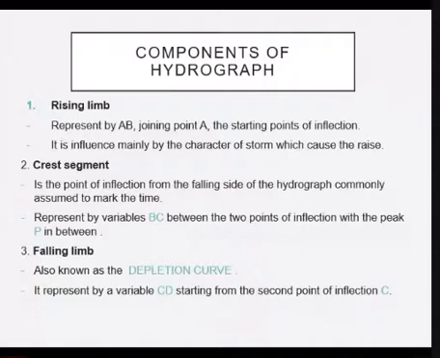Components of a hydrograph. First, the rising line, represented by AB, joining point A, the starting point, to the point of inflection. It is influenced mainly by the character of the storm which caused the rise. Number two, the crest segment, is between the points of inflection on the falling side of the hydrograph, commonly assumed to mark the time. It is represented by BC, between the two points of inflection, with the peak P in between.